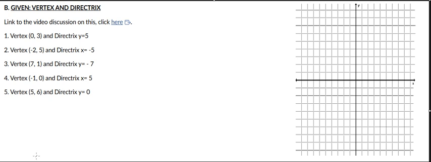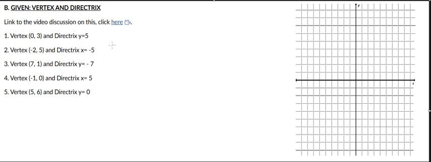This time we're going to talk about how to write our standard equation of the parabola given the vertex and the directrix. So let's have our first one. We've got vertex at (0, 3) and directrix y equal to 5.